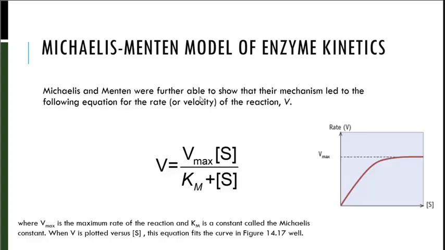Michaelis and Menten were further able to show that their mechanism led to the following equation for the rate or velocity of the reaction, V. They came up with this equation where Vmax is the maximum rate of the reaction, Km is a constant called the Michaelis constant, V is plotted versus S, there's my Vmax and my S, and this equation fits the curve right here well.